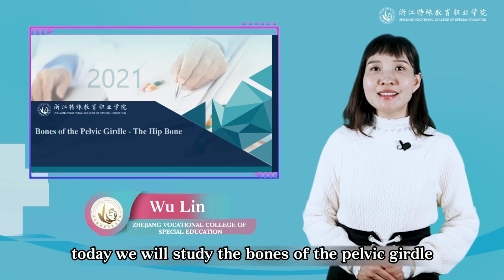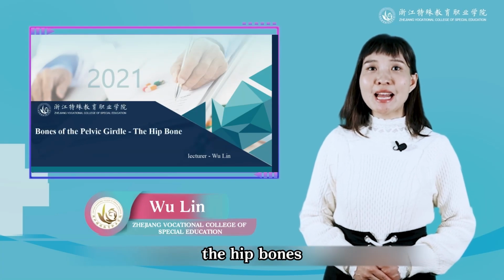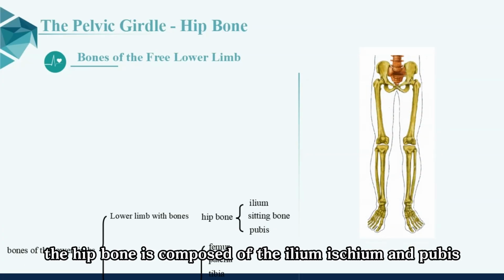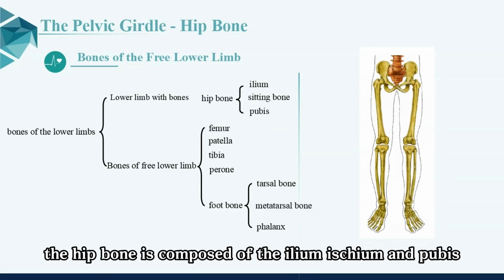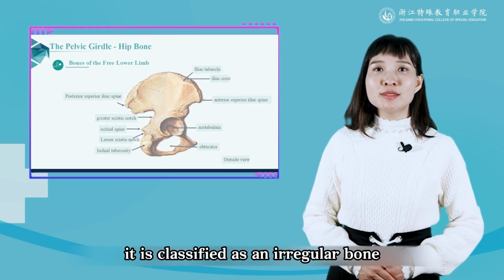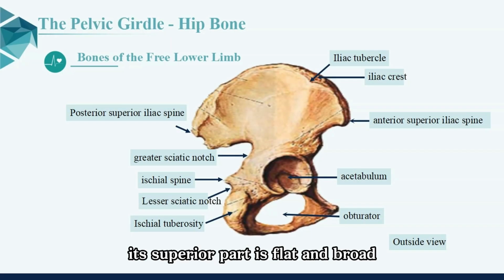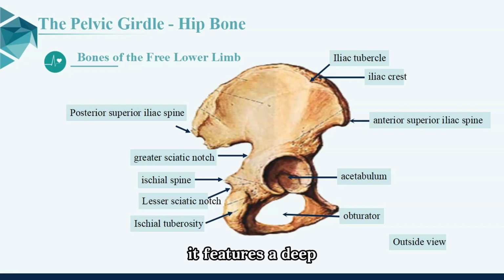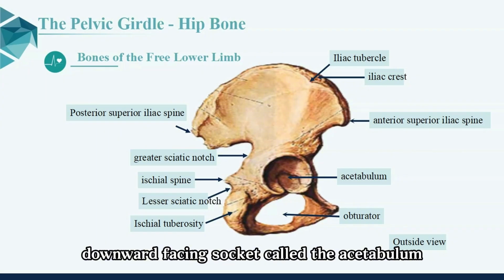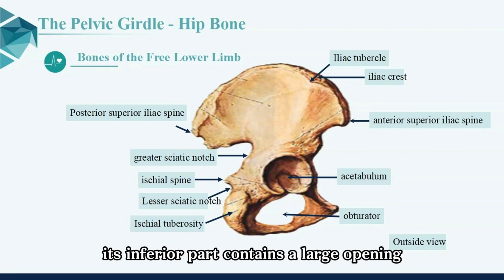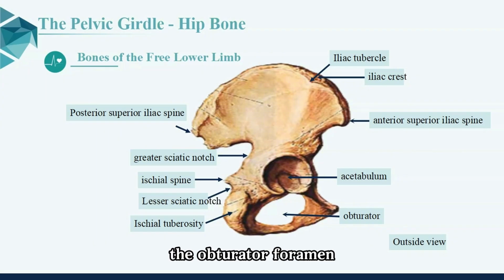Class, today we will study the bones of the pelvic girdle, the hip bones. The hip bone is composed of the ilium, ischium, and pubis. It is classified as an irregular bone. Its superior part is flat and broad. Its middle part is narrow and thick. It features a deep, downward-facing socket called the acetabulum. Its inferior part contains a large opening, the obturator foramen.